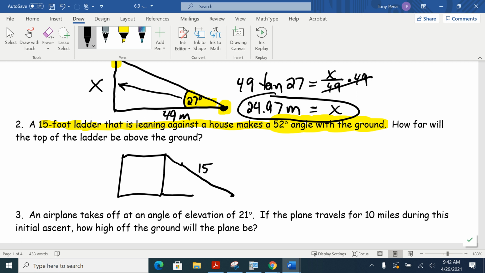So our ground, here's our ground. And then you were told that this is a 52-degree angle. The question then, how far will the top of the ladder, so this is the top of the ladder, be above the ground? So if this is the top of the ladder, aren't we looking for this length right here? How far above the ground is this going to be? So we're looking for this. That then means that's our variable.